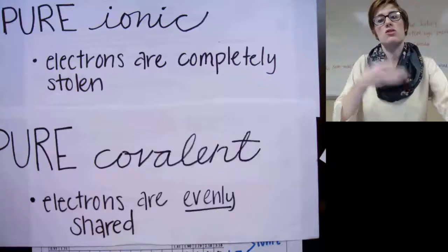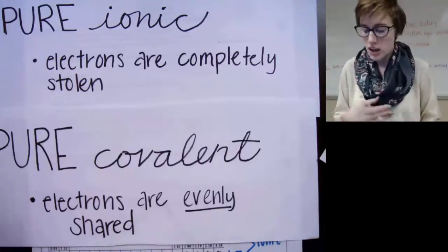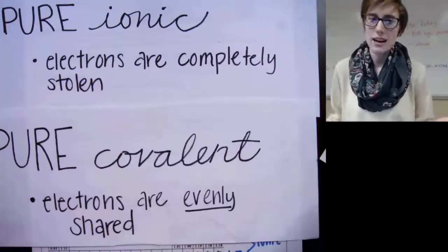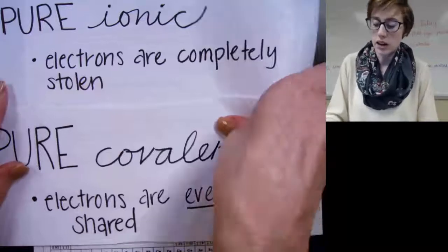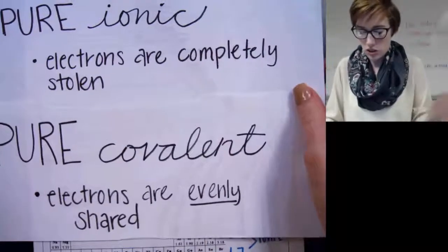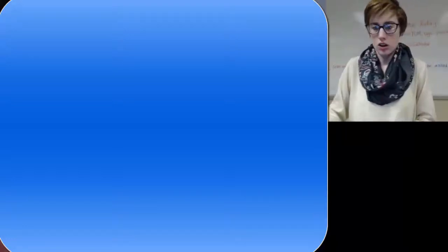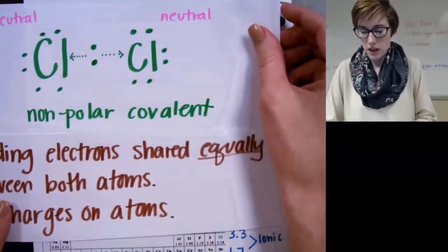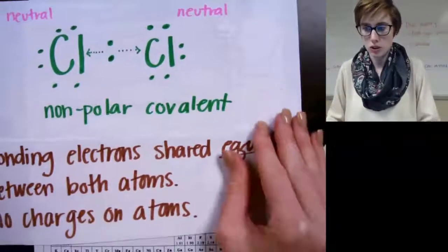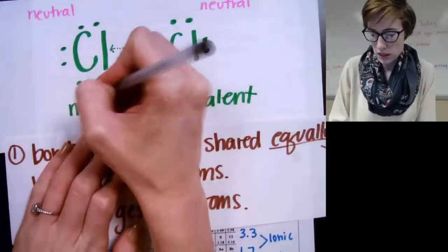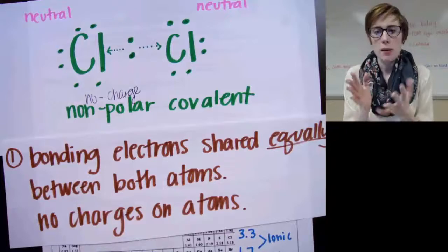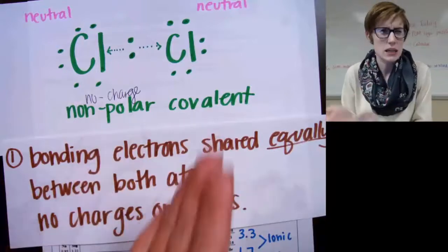Instead of electrons being stolen, they're actually evenly shared. So what I want to talk about is, why does that happen? Why do ionic bonds get their electrons stolen, whereas covalent bonds share their electrons? What's the real reasoning behind that? Well, the first thing we need to look at are what we call nonpolar covalent bonds. Now, let's review what the term polar means. Nonpolar means no charge.